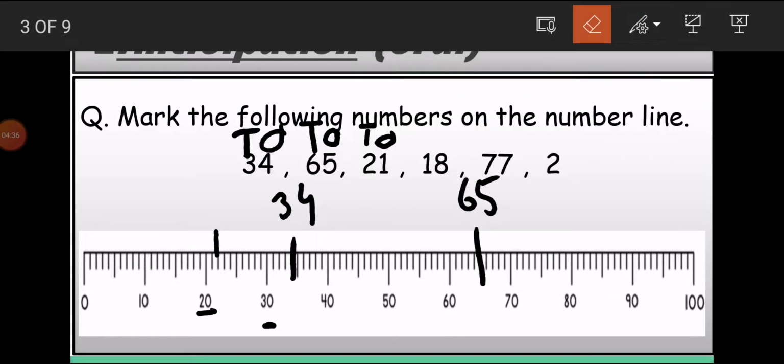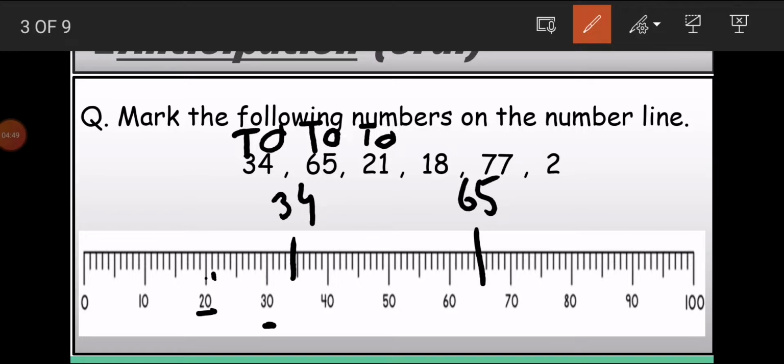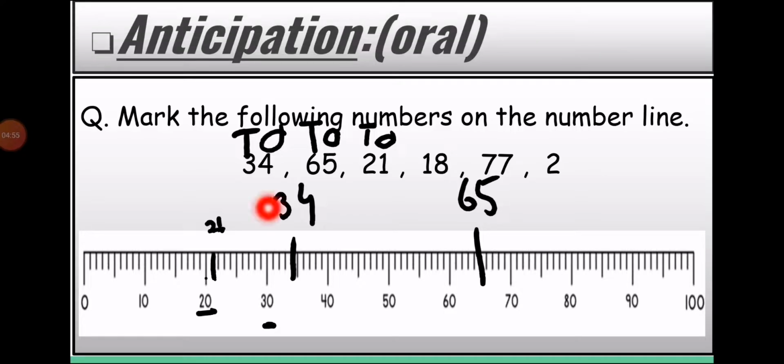Now let me mark it clearly. It's not working because the points are so close. So here is 21 here. Now you can see I put 21 in its correct place.